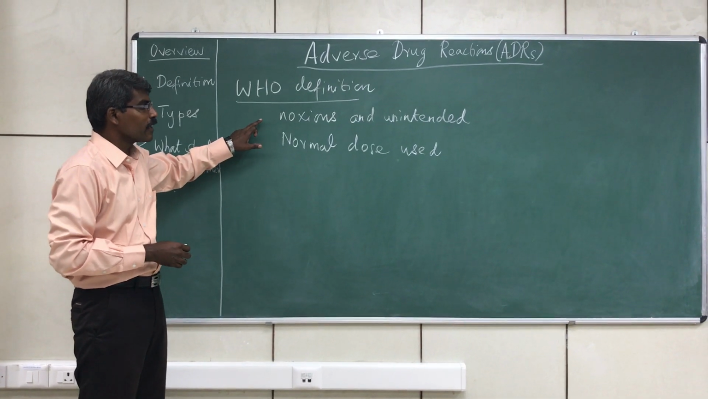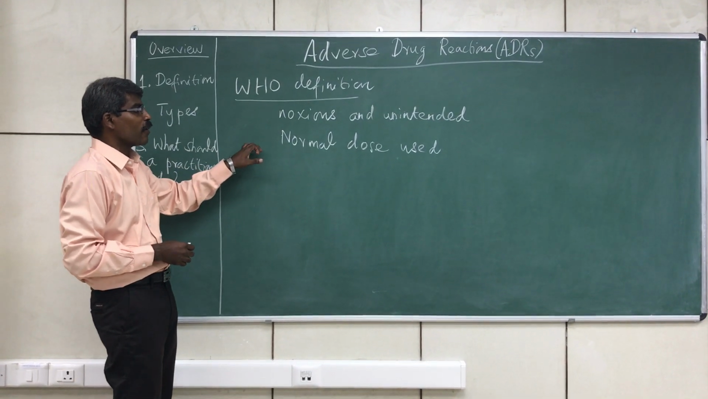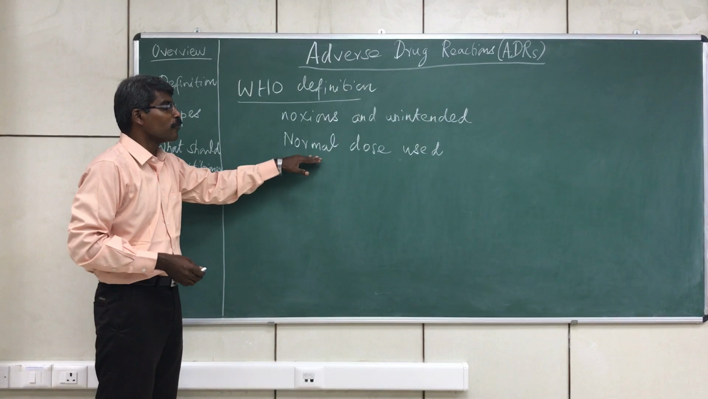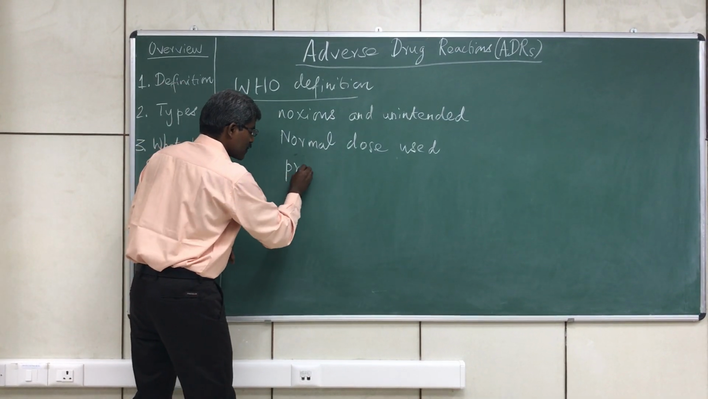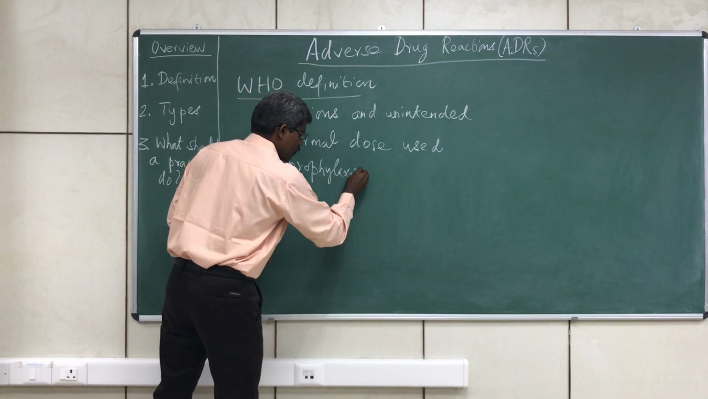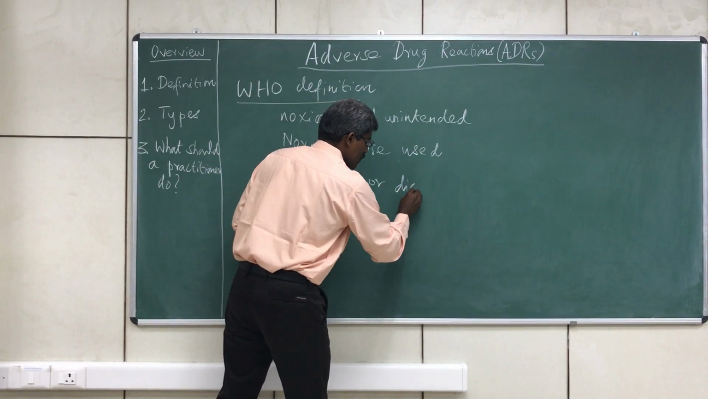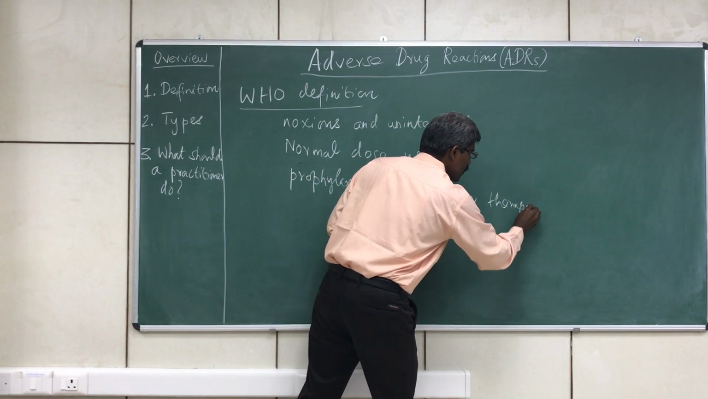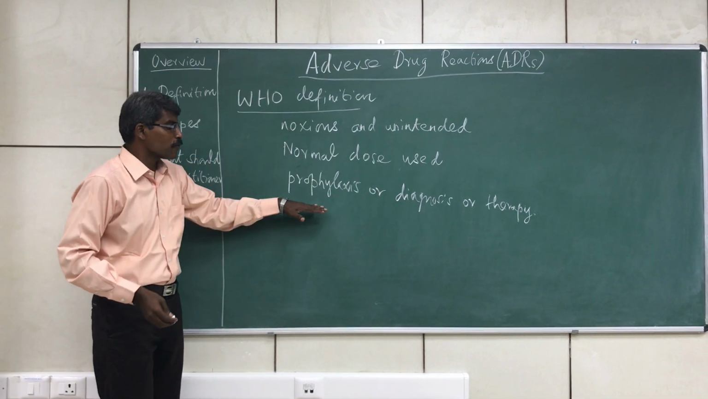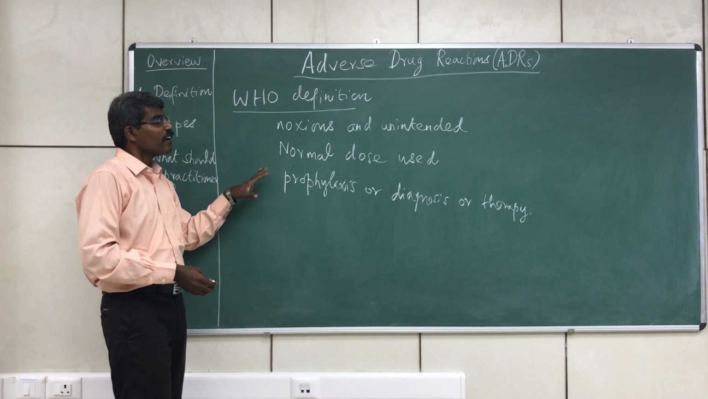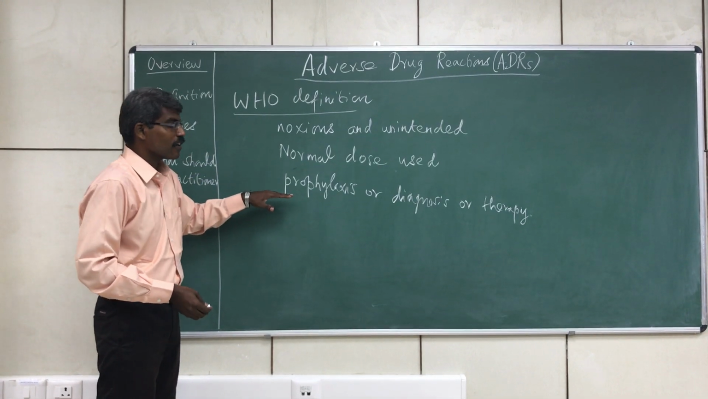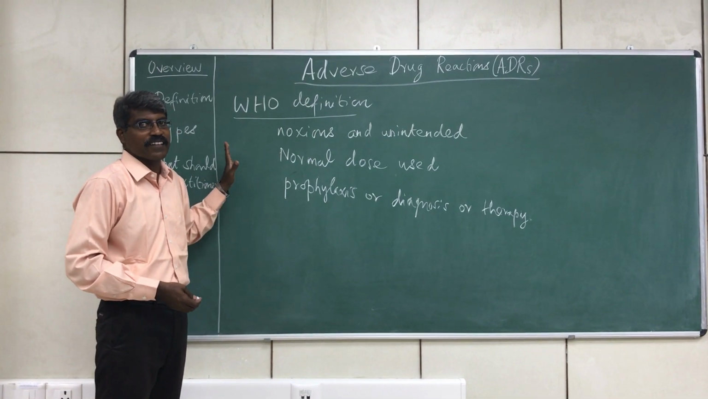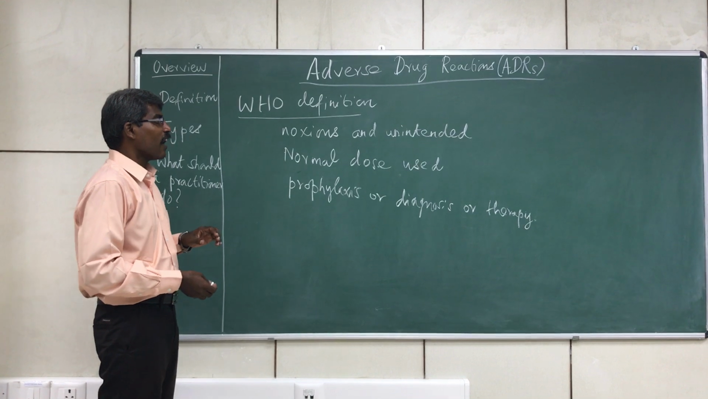I want to highlight that there are two important points: this is noxious and this is unintended, and it shall also occur in the normal dose which is used for either prophylaxis, diagnosis or therapy. So if some actions occur at doses which are at a very high level above this, say for example a toxic dose, it becomes toxicity. They are not adverse drug reactions. So this is the WHO definition for adverse drug reactions.